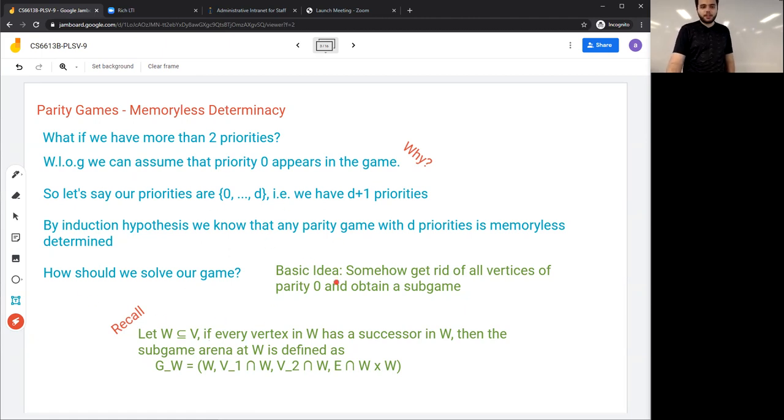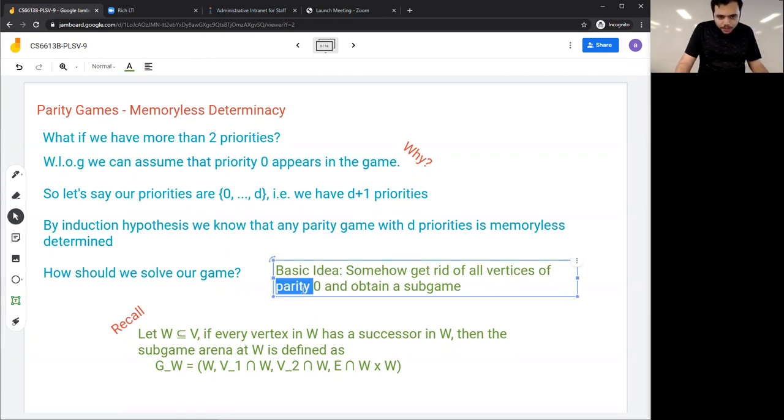Now, what does the induction hypothesis tell me? It tells me that for any parity game with d priorities, there is memoryless determinacy. So if you have a parity game that has just one fewer priority, then you can be sure by the induction hypothesis that it's determined and players have memoryless strategies. Okay, now how should we solve our game? So the basic idea is that we have to get rid of one of the priorities so that we can use induction, right? And it turns out it's much easier to get rid of priority zero. I don't know why I wrote parity here. This should be priority. Okay.